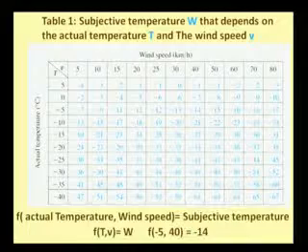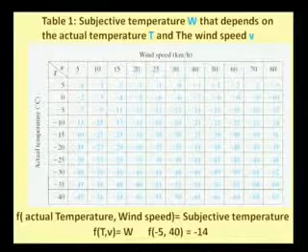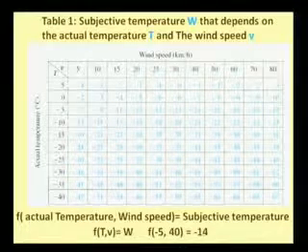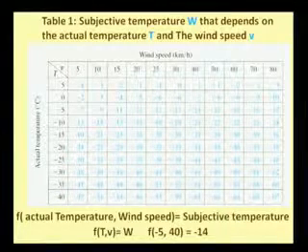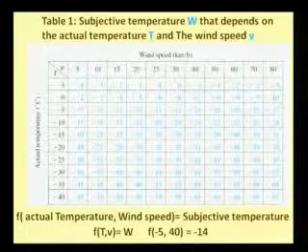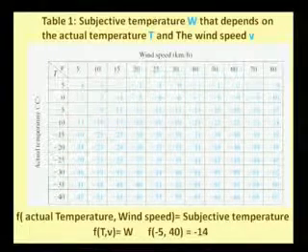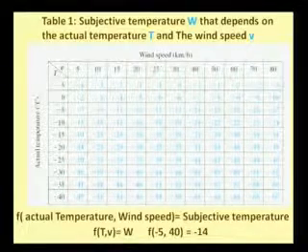In the National Weather Service US and Meteorological Survey Canada, slide please, one table shows the subjective temperature W that depends on the actual temperature T and wind speed V, right? So here is a table where actual temperature and wind speed are given. We can define the function f on actual temperature and wind speed, that is a function of two variables. From these two variables we can calculate the subjective temperature W, right? From this table we can see f of minus 5 comma 40 is equal to minus 14.